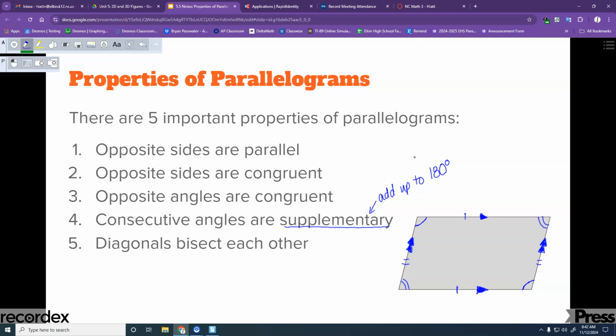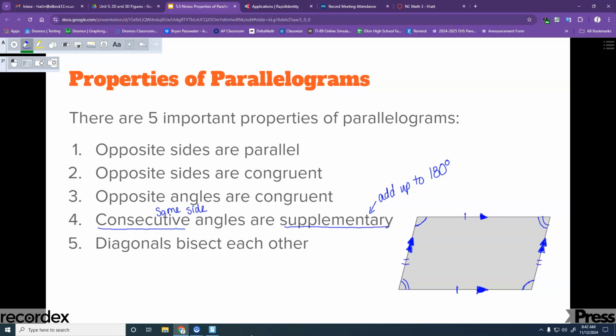Okay, so consecutive angles means the same side of the parallelogram. So for example, this angle and this angle are on the same side. They share a side, so they add up to 180 degrees. These 2 angles right here are on the same side, so they add up to 180 degrees, right? These 2 add up to 180. These 2 add up to 180. So if they share a side, they add up to 180 degrees.